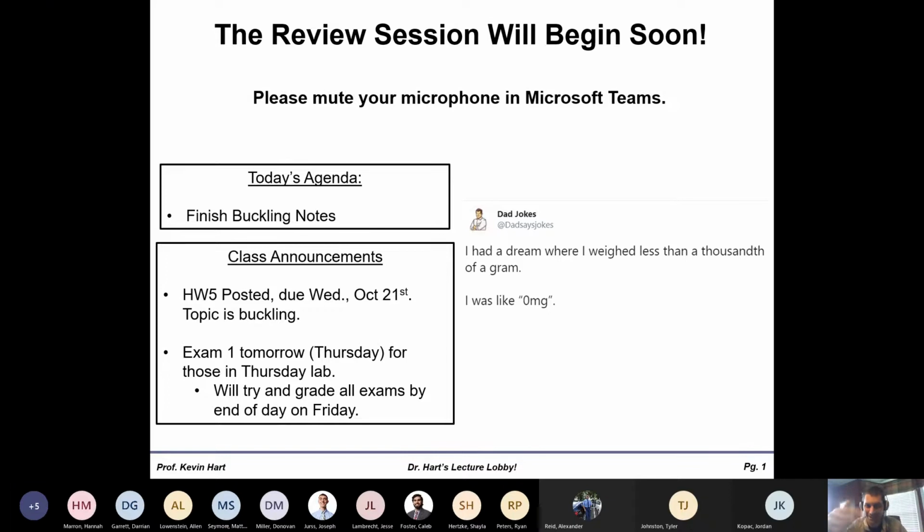Grumble, grumble, everybody grumble. All right, new homework, which is on buckling. It'll be due next Wednesday. So you've got a lot of buckling stuff coming up next week, including this homework and your lab for next week. You're going to get a lot of buckling practice over the next week. It's a good topic and a big topic for this particular class.